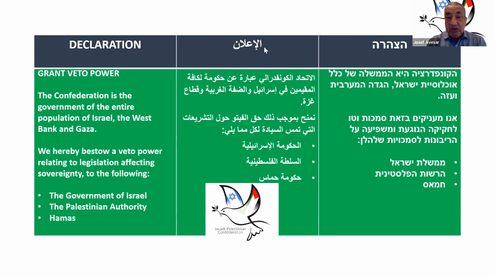Okay, so let's publish the result. 100% of the Israeli parliament members agreed to give a veto power. So, thank you so much. This basically answers what Mr. KUTTAB and Chaim said at the beginning. We are a common government, but we understand the reality, and we agreed to give a veto power to those governments, to the Israeli government, the Hamas government, and the Palestinian Authority.